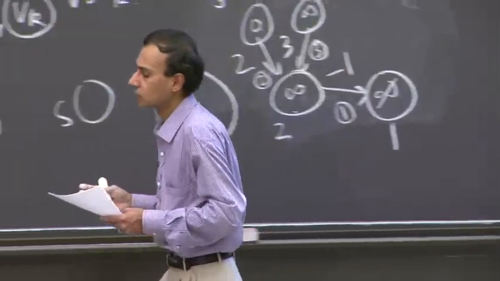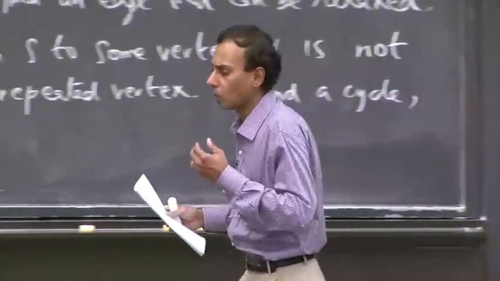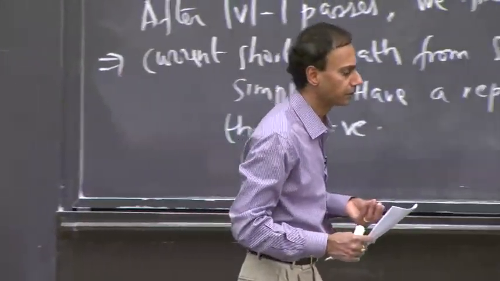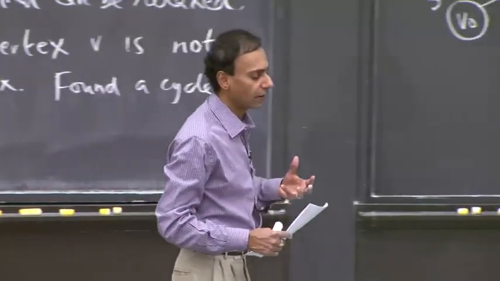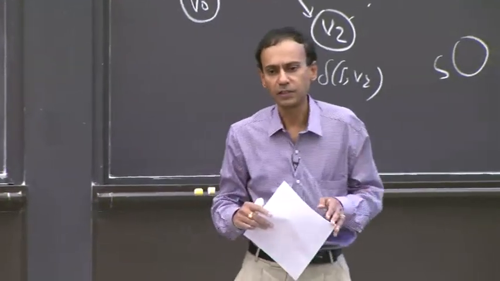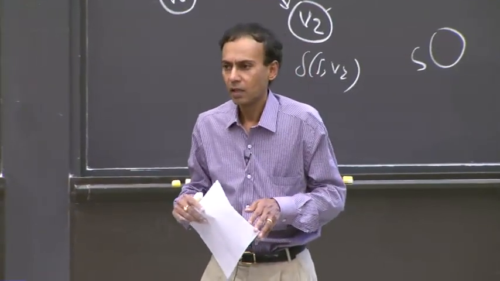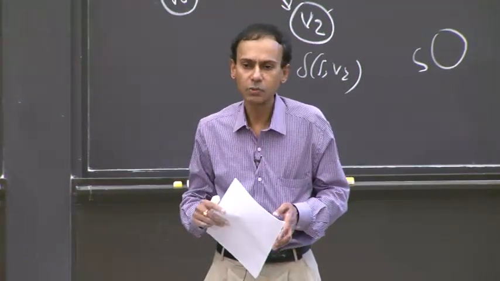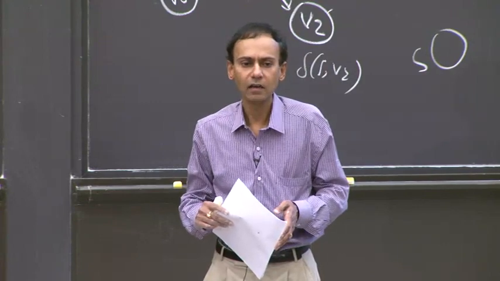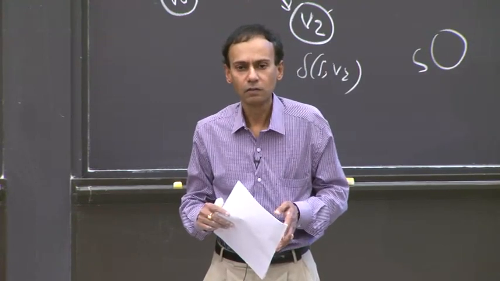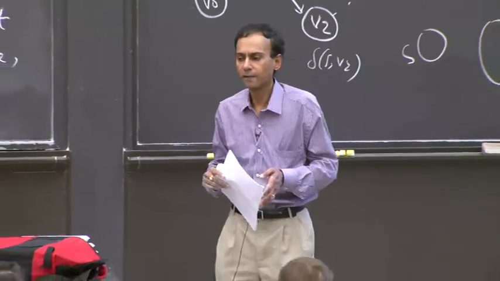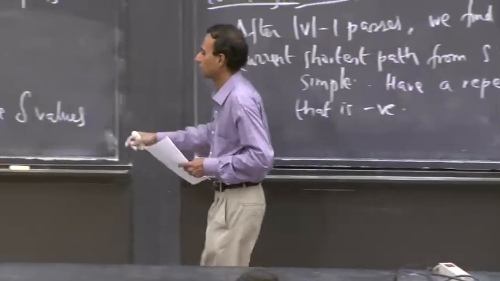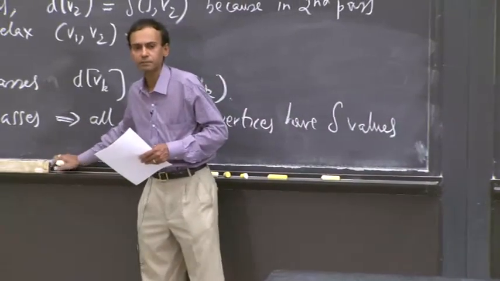OK, so let me ask a question. Suppose I wanted to find longest paths in a graph. And let's say that this graph had all positive edge weights. OK? What if I negated all of the edge weights and ran Bellman-Ford? Would I find the longest path in the graph? Do people understand the question?